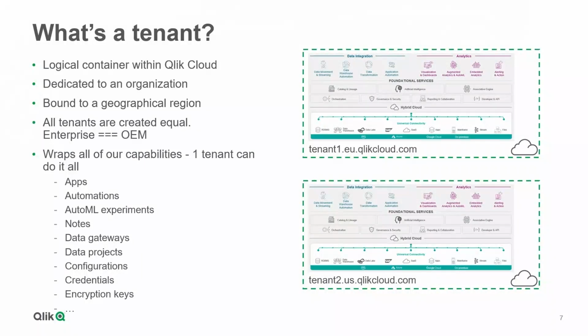And crucially, we don't say you have to spin up a tenant for data integration, a tenant for data analytics, a tenant for artificial intelligence, none of that. It's one tenant that wraps our entire platform. So apps, automations, automatic experiments, notes, data gateways, data projects, etc. So each of those tenants is a distinct standalone instance, if you like, of Qlik Cloud, and you have full flexibility in what you do with that tenant.